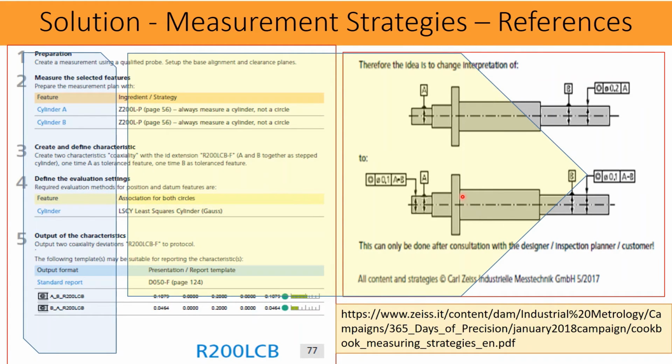The content of this slide is referred from the cookbook of a well-known CMM manufacturer. This booklet is available on the internet in the public domain and the link for the same is given here. This book also suggested the same method of coaxiality measurement as we discussed in the previous slides.